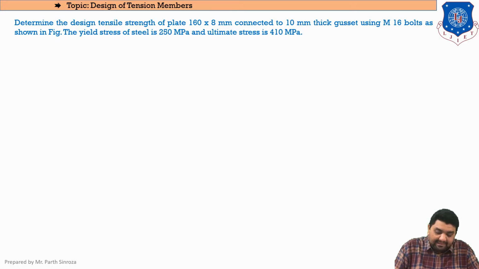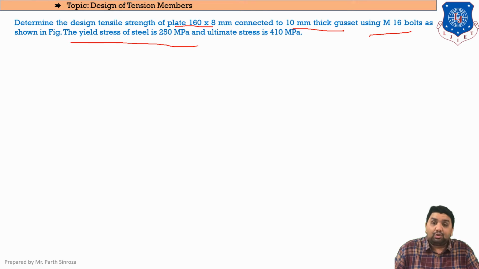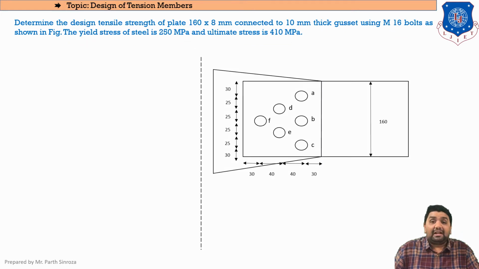determine the design tensile strength for a plate 160 cross 8. It is a rectangular plate, not an angle section, connected to a 10 mm thick gusset plate, that is GP, using M16 bolts as shown in the figure. The figure is prescribed in the question that we'll be seeing. The yield stress of steel is 250 megapascal, that is Fy, and Fu is given as 410 megapascal.